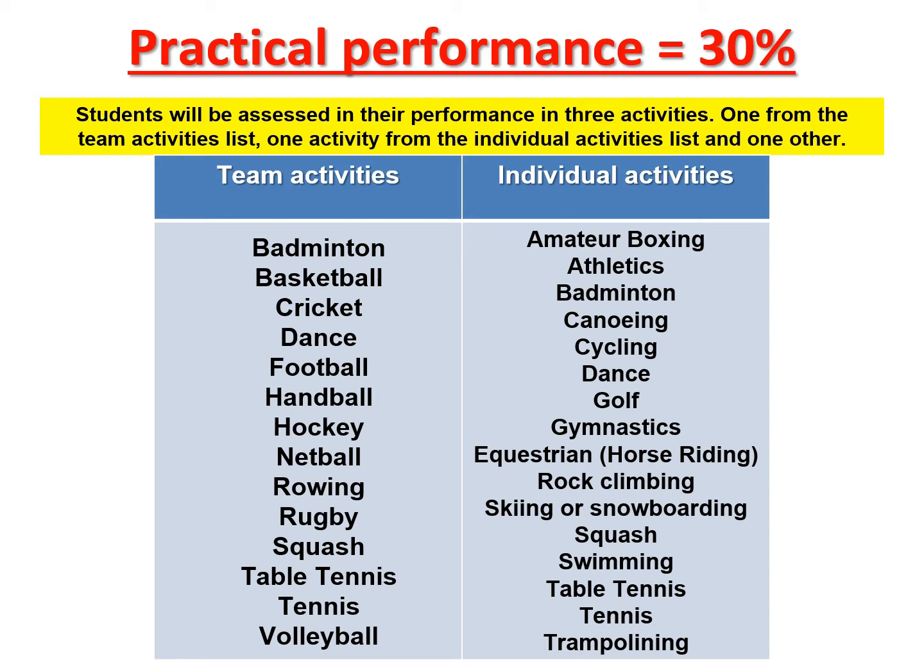So for example, I may decide to choose football from the team activities list. I might choose swimming from the individual activities list. And then I might choose badminton, doubles on the team activity list. You will notice that some sports are on there twice. That just means doubles for racket sports and singles as well.